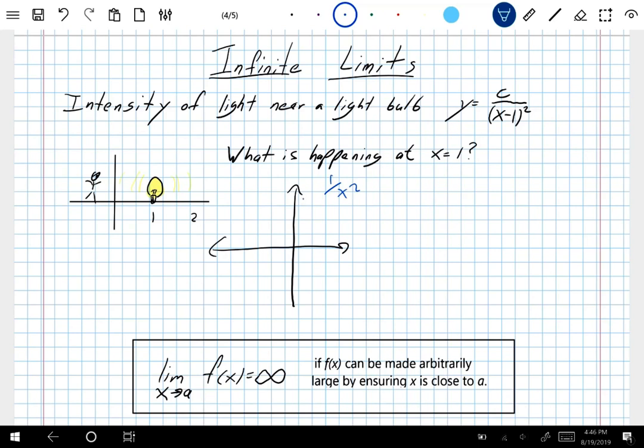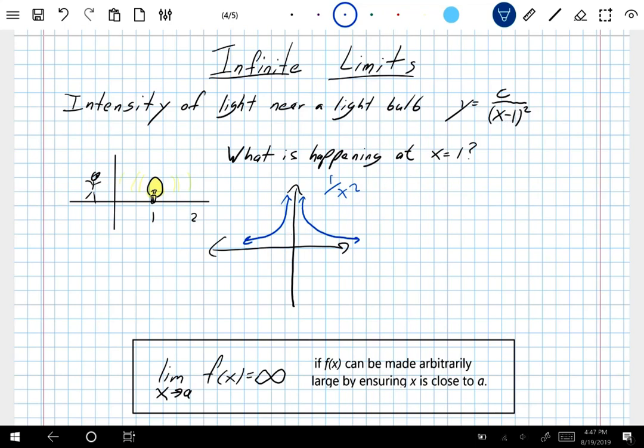It kind of looks like 1 over x, like a hyperbola, except that x squared makes it positive on both sides. So it looks kind of like this. Okay, it's a good one to know. If I multiply it by c, it's just going to get steeper. It's going to stretch it vertically. If I subtract a 1, it's going to move it 1 to the right.